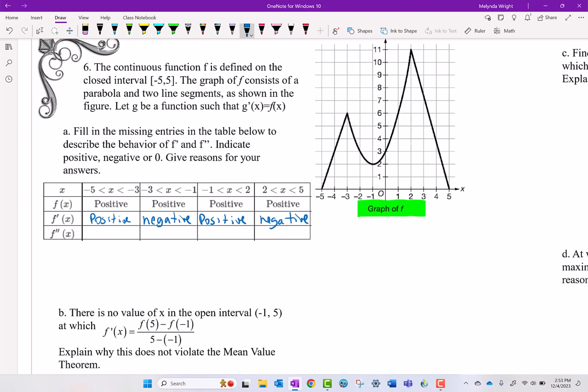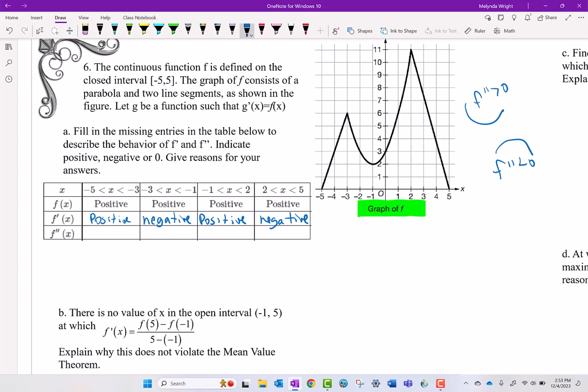Reading f double prime off a graph of f is looking at concavity, physically looking at it. Remember, for the position, concave up looks like this and concave down looks like that. Concave up is when f double prime is greater than 0. Concave down is when f double prime is less than 0. That's what we're looking at.